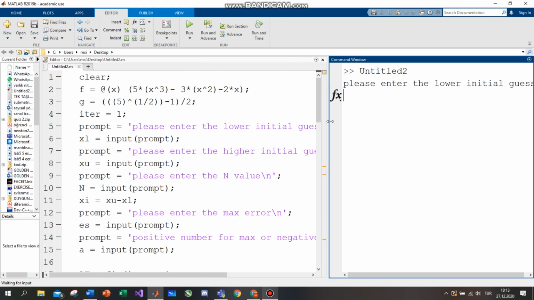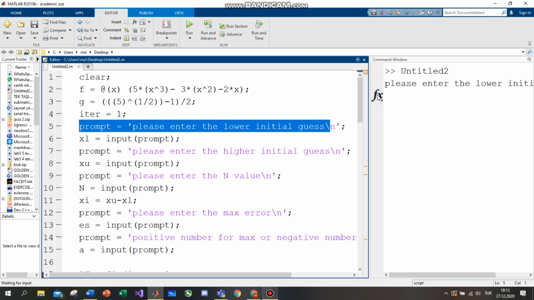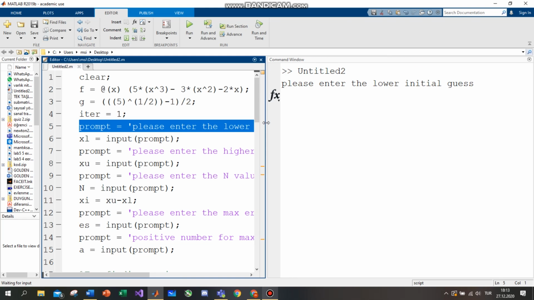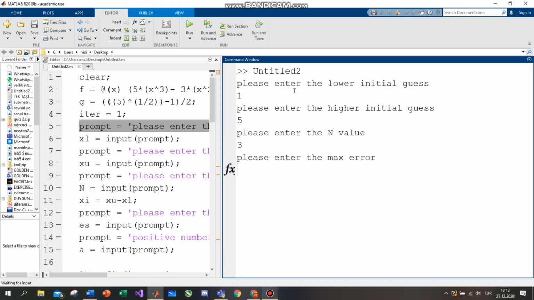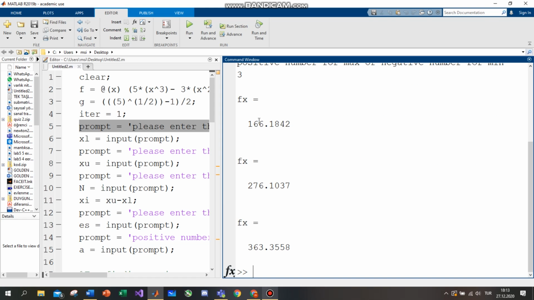This is the code, and first we run it. The command says: please enter the lower initial guess. This prompt means print, and this is the printed output. Look at the command window. First initial lower 1, higher value 5, value 3, max error 4, and a positive number for maximum or a negative number for minimum, and 3, as this is the f(x) value. This is the maximum, and this is the minimum.